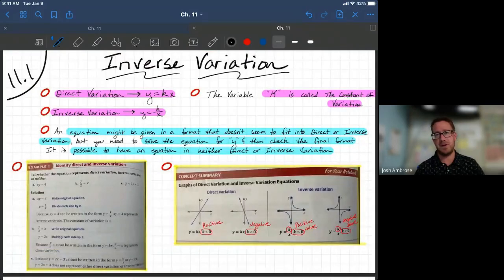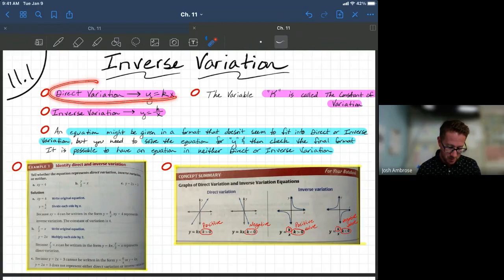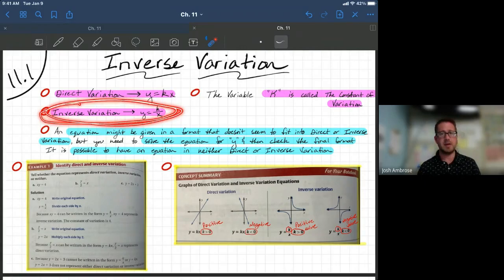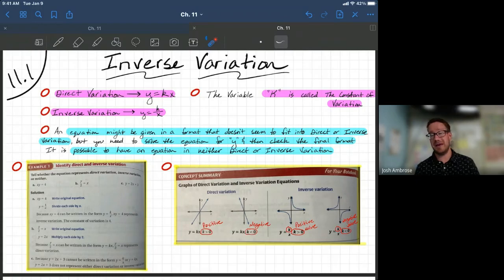Section 1, inverse variation. All right, we have talked about direct variation before. That would be this equation right here. But now we are introducing inverse variation. That would be right there. The variable k still is the constant of variation. So if you have any recollection of direct variation, variable k stood for the constant of variation. It still does. That hasn't changed. And remember, at any point in time, pause the video. Copy everything down that you see highlighted.